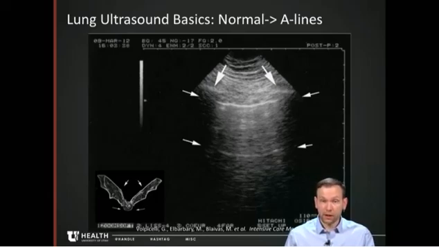Below that is an artifact. It's a reflection of the pleural line due to reverberation artifact, and that's called an A line. So an A line is a normal finding. And this has an absence of signs of pneumothorax. It has an absence of signs of volume overload. That being said, pneumothorax in a still image can look much like this. So in order to have more specificity, we're going to have to look at some videos.